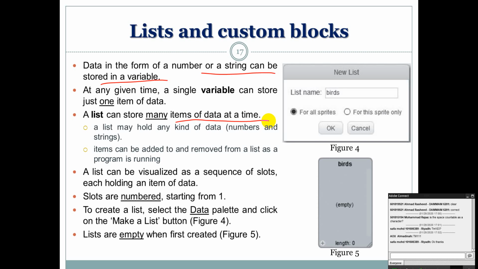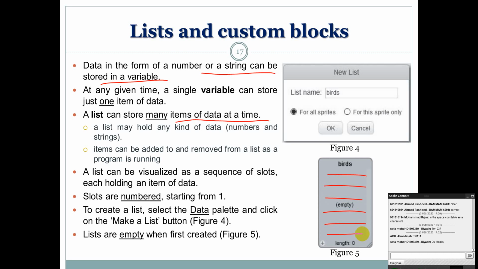A list can be visualized as a sequence of slots. For example, something like this, a list of birds. The slots are numbered from 1 to n. A list can be empty when it is created. You can add the values to the list later, one after the other.